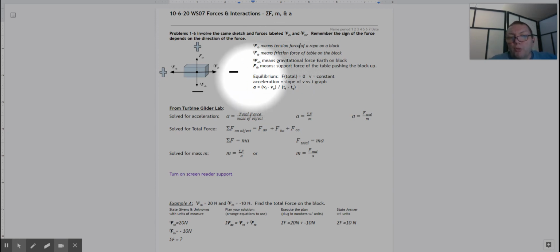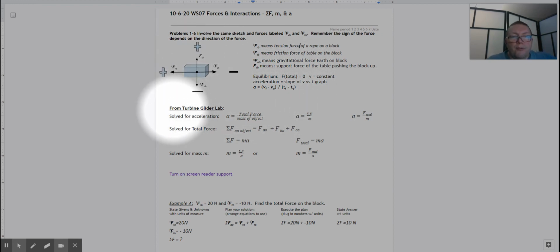A couple of notes: equilibrium. Remember, if the total force is 0, then that means the velocity is constant, and we can flip that. If the velocity is constant, we know the total force is 0. A couple of assignments ago, we went through and talked about acceleration being the slope of a velocity-time graph. That's the change in velocity divided by change in time. These are just review pieces from that.